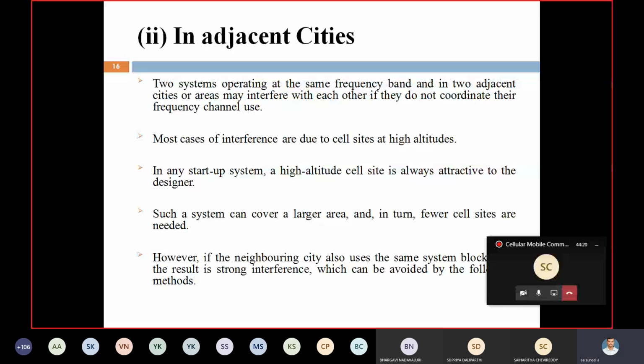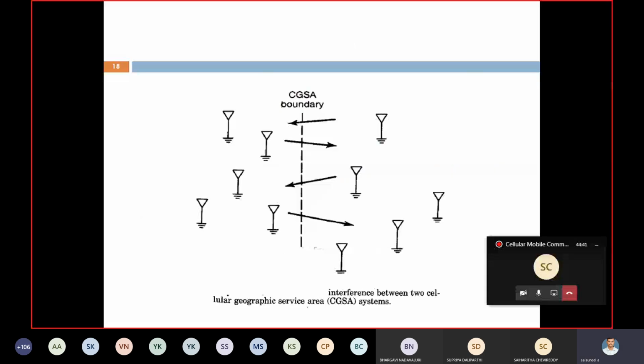Here, a single base station is not able to cover both twin cities, so a number of transmitters are used. See this one. This is about a twin city. Suppose this is Hyderabad city and this is Secunderabad city. The boundary of these two cities is the CGSA. CGSA is nothing but cellular geographical service area. This is just the border we give between these twin or adjacent cities.